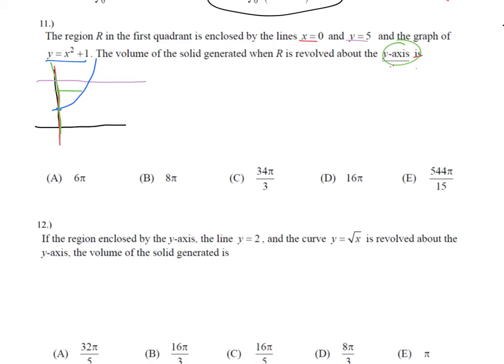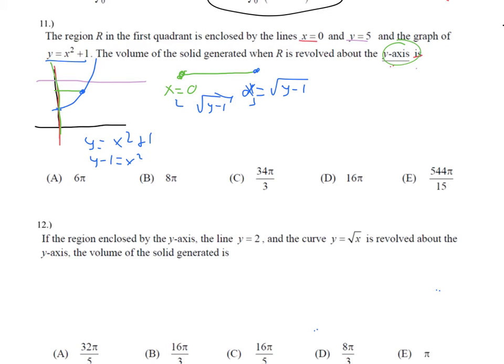So here's a line that goes from my axis through the region. We know that this is x is equal to 0. So this x value is equal to what? This x value is equal to what? Well, if y is equal to x squared plus 1, y minus 1 is equal to x squared, so x is equal to the square root of y minus 1. The distance from here to here is the square root of y minus 1.